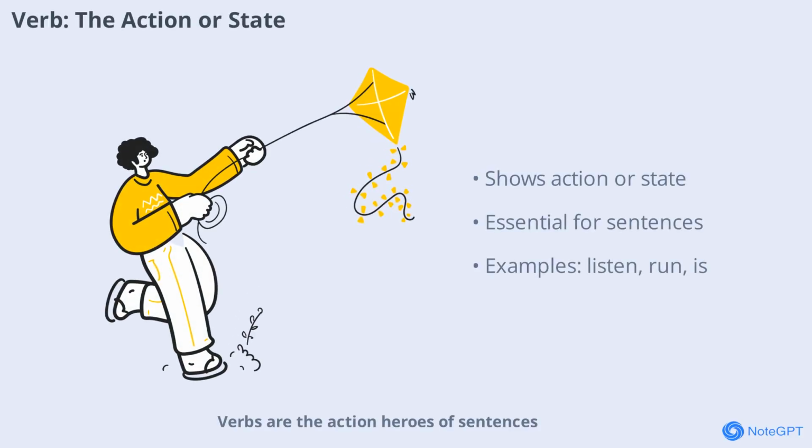Verbs are the action heroes of sentences. They show what someone or something is doing or the state they're in. Without a verb, you can't have a complete sentence. Words like listen, practice, is, speak, and run are all verbs. For example, in "We listen and practice daily," both listen and practice are verbs. Verbs bring sentences to life by expressing actions, occurrences, or states of being.